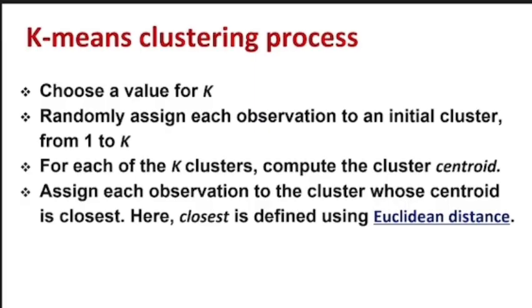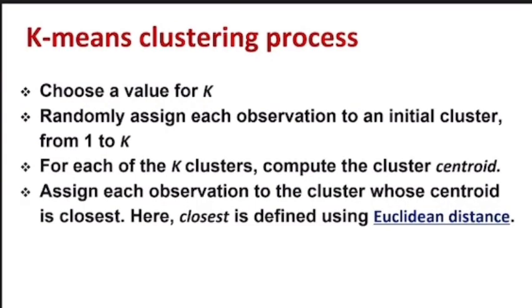And let me tell you this. After you've chosen, let's say I want to classify everybody in this class into 5 groups. Ahead of time, I choose that number 5. Then I will randomly assign everybody into 5 groups. That is step 2: randomly assign each observation into an initial cluster.